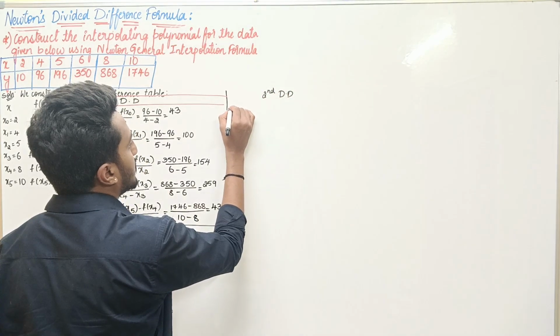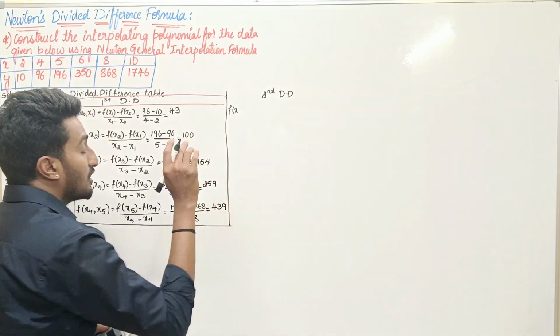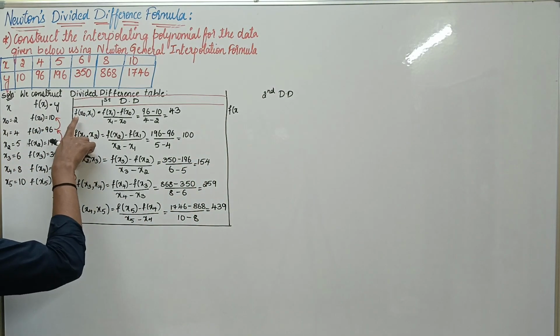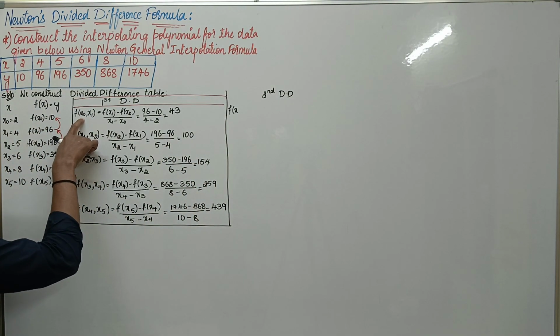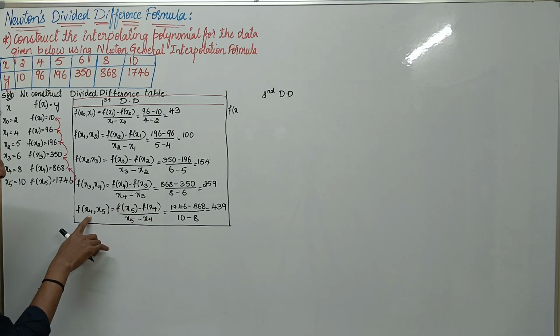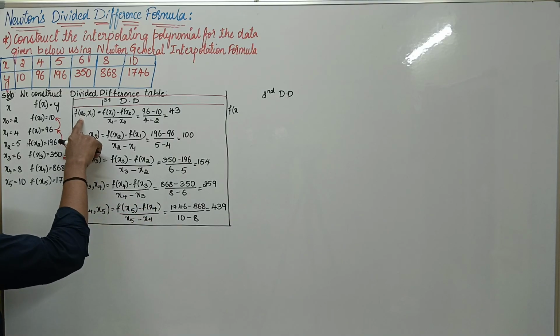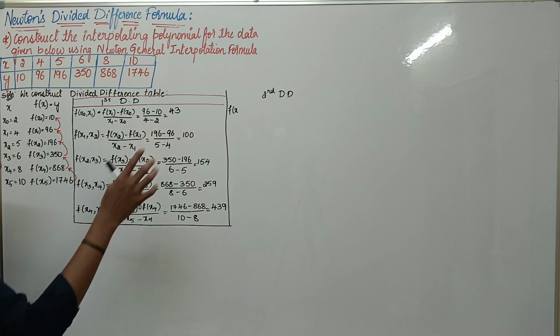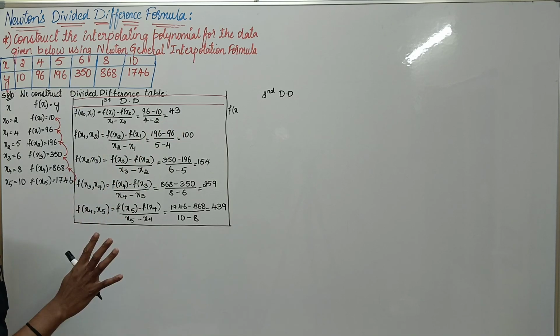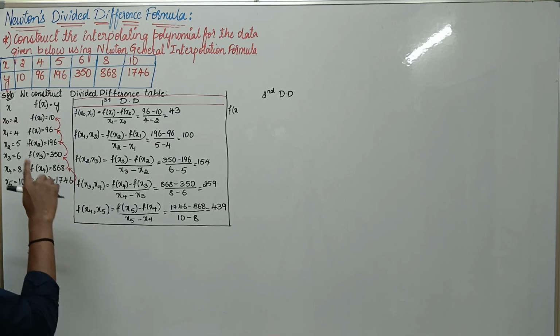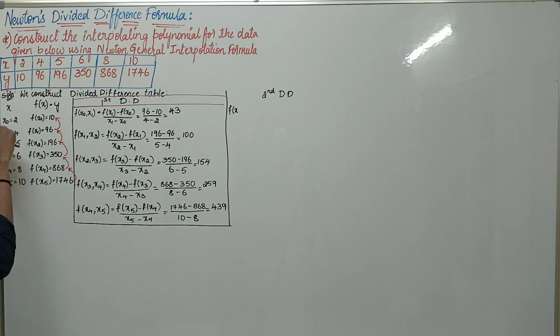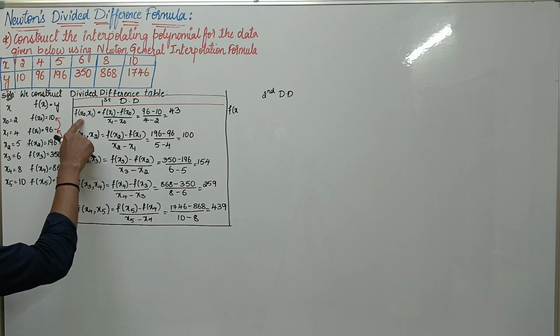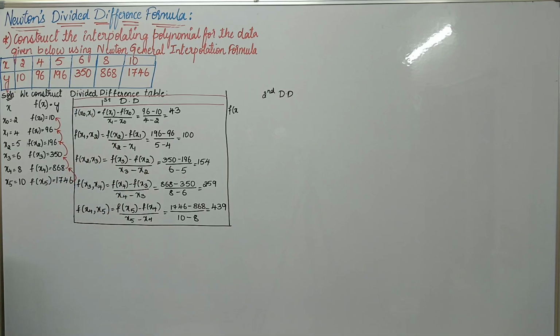The second divided difference is represented as f of x0 comma x1 up to x4 comma x5. Starting from x0, the first leading element, to the ending element, the variable x5. This is how we are going to represent it, because we have the starting interval x0 and the ending interval x5.